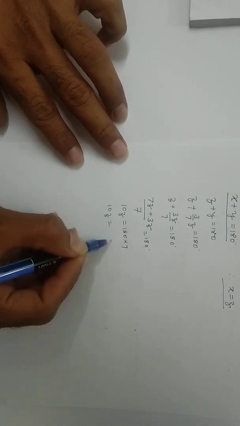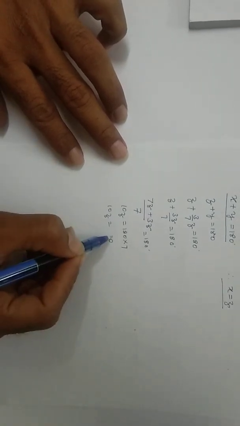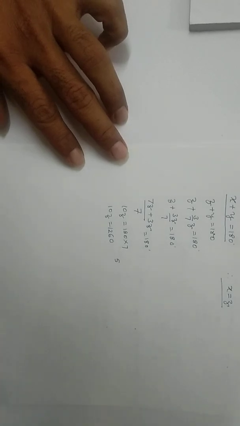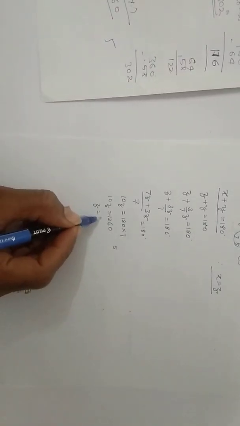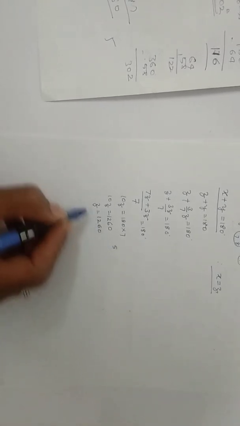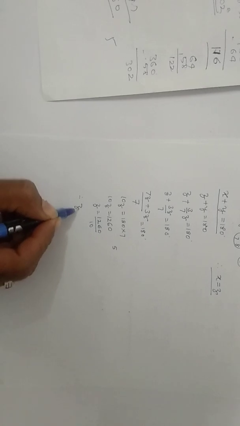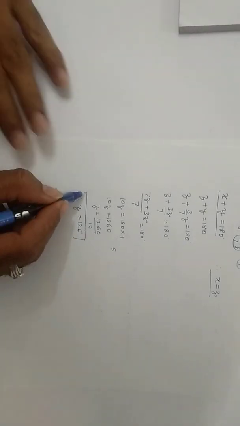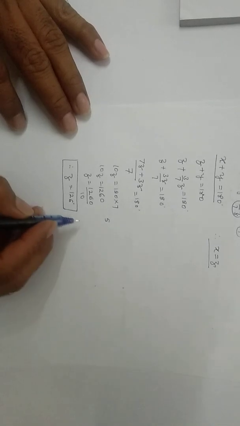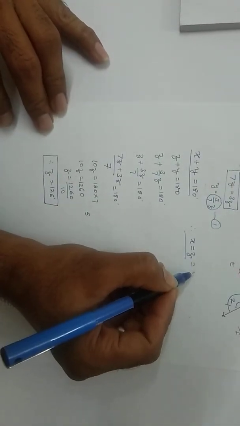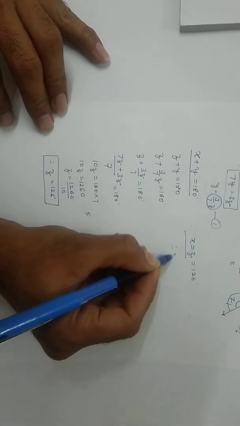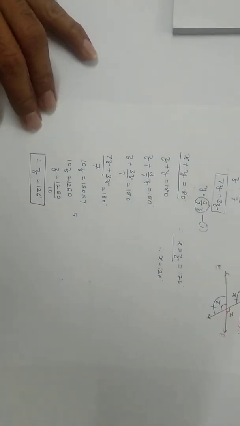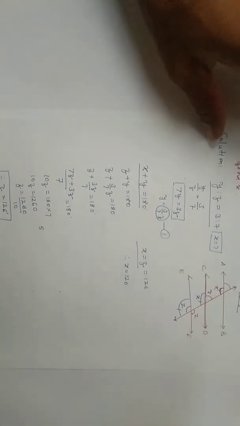So 10z is equal to 1260. That gives z is equal to 1260 divided by 10. The value of z is equal to 126 degrees. The value of z is the same as the value of x, that is equal to 126 degrees. So this is how we need to find out the value of x in this diagram.